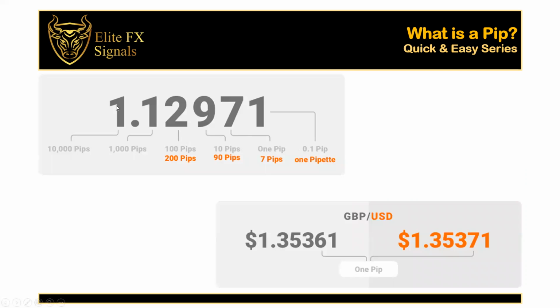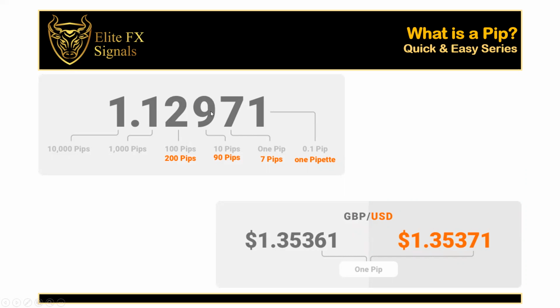Here is an example. We don't really care about which currency pair we are looking at. That's a currency quote, 1.12971. And like we said, it's a 4 or 5, in this case 5 decimal points. So it's a non-yen pair, and the pip is the reference to the fourth decimal place. And as you can see here, it's 1 pip.